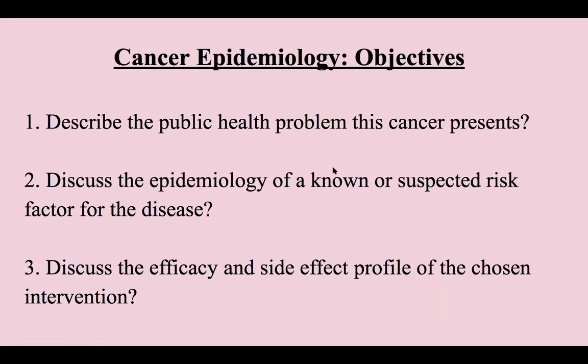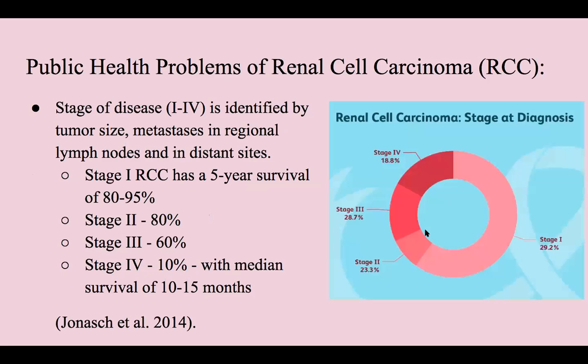In this section of the presentation, we will discuss the epidemiological aspect of RCC by describing the public health problem that RCC presents, discussing the epidemiology of a known or suspected risk factor for the disease, which in this case is done by using a case control study on hypertension, and discussing the efficacy and side effect profile of our chosen intervention.